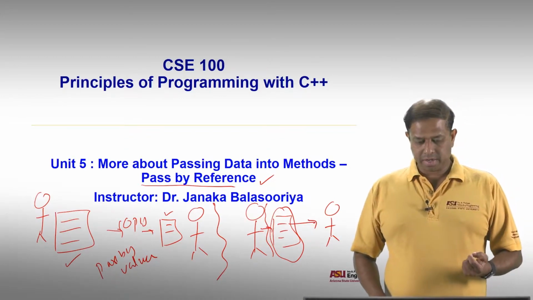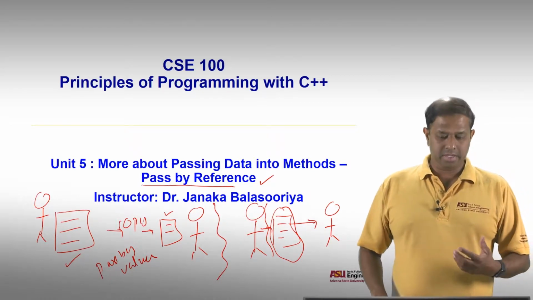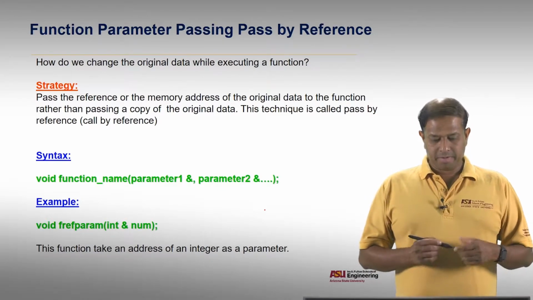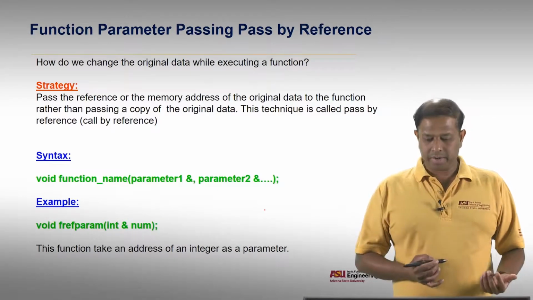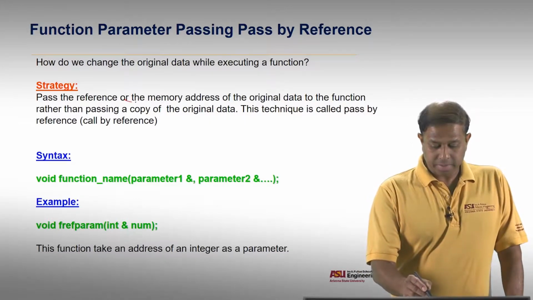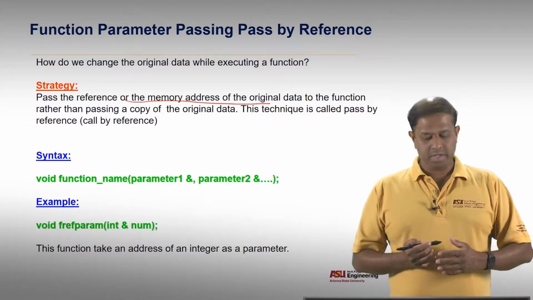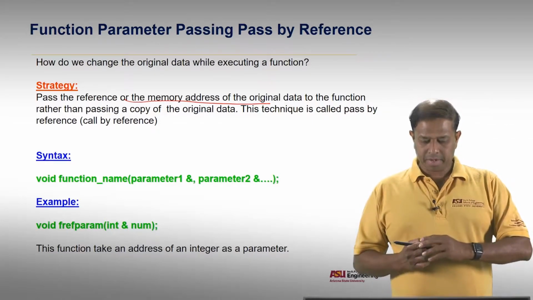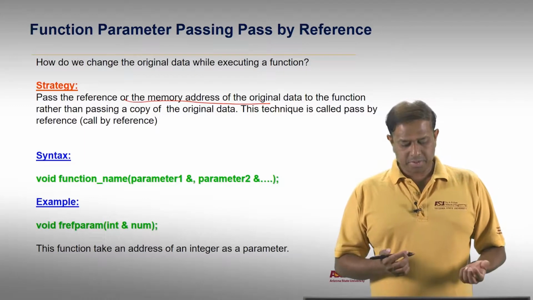Let's take a look at it in the programming context and see how we can do this in C++, and what the benefits of doing so are. First of all, when you want to pass the reference of a particular variable into a method, that means we are passing the memory address of the original data item to the function. As soon as we give the memory address, the function can use it to go to the memory location where the original data is stored and use it.